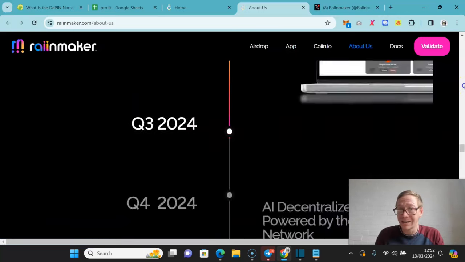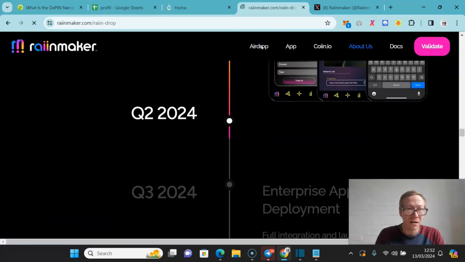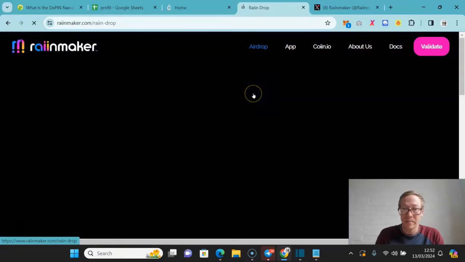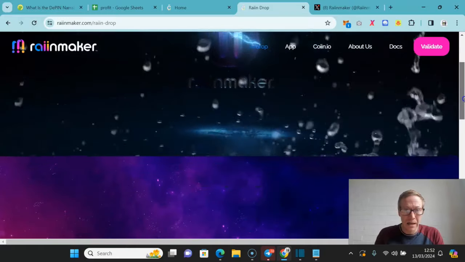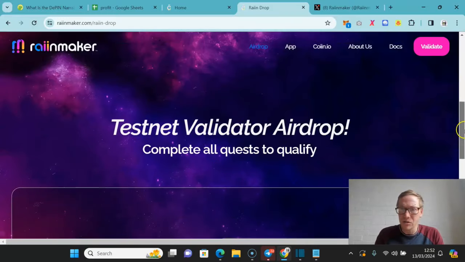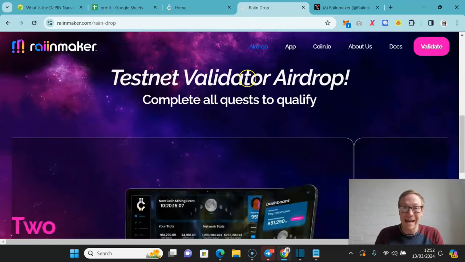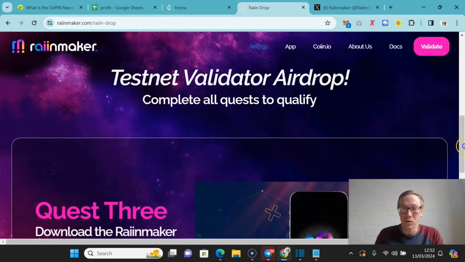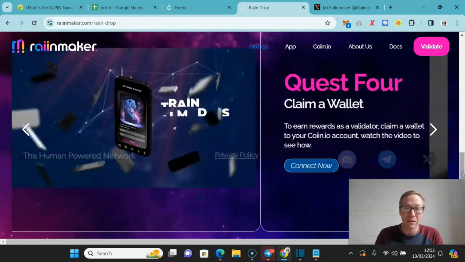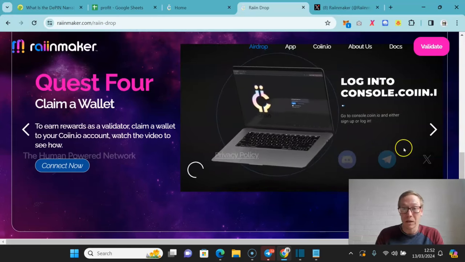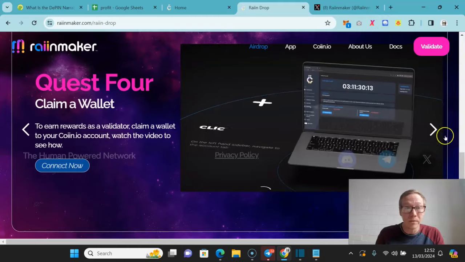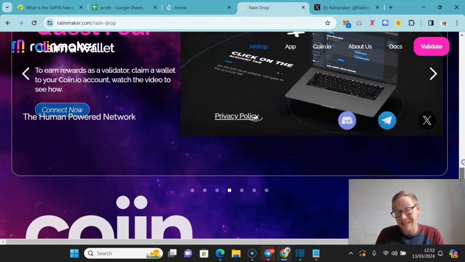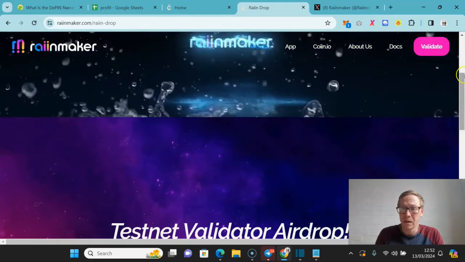If you are looking to get involved in this, I would be looking at potentially downloading the Rainmaker app. There's a testnet validator airdrop, so you complete all the quests to qualify. You've got to download the app and claim a wallet and go through the processes, and you should be able to then get an airdrop for the coin token that, as I said, is going live very, very soon.